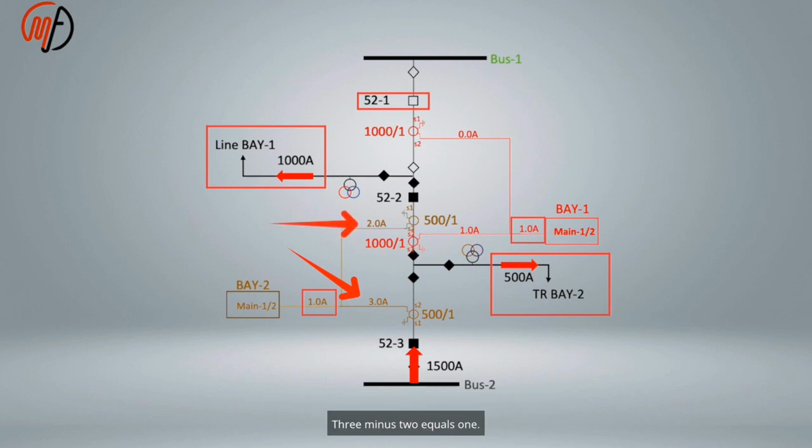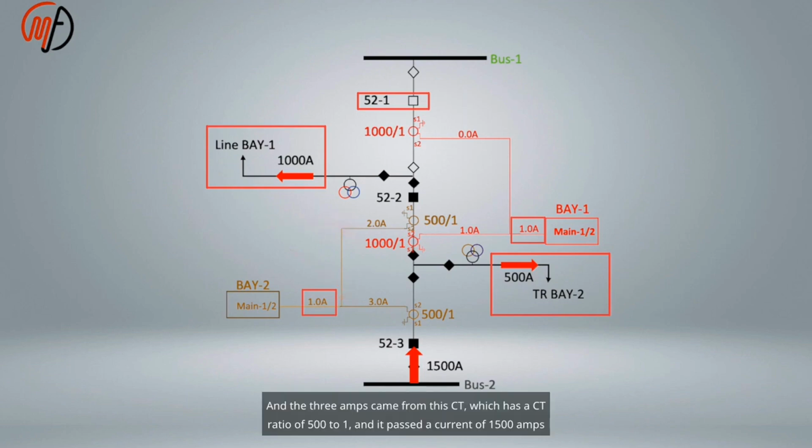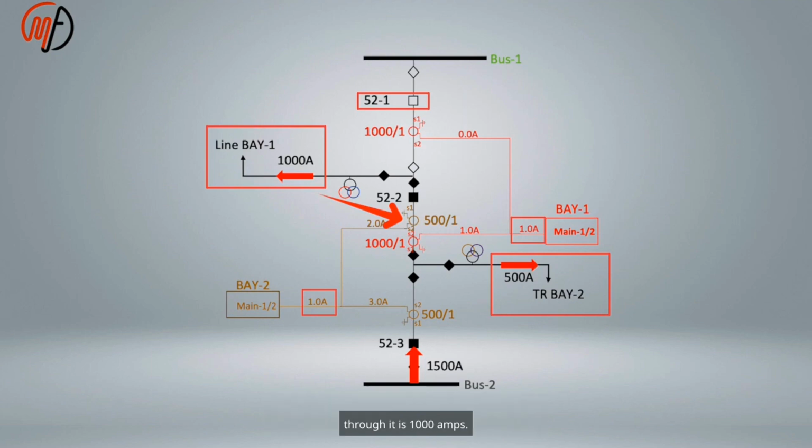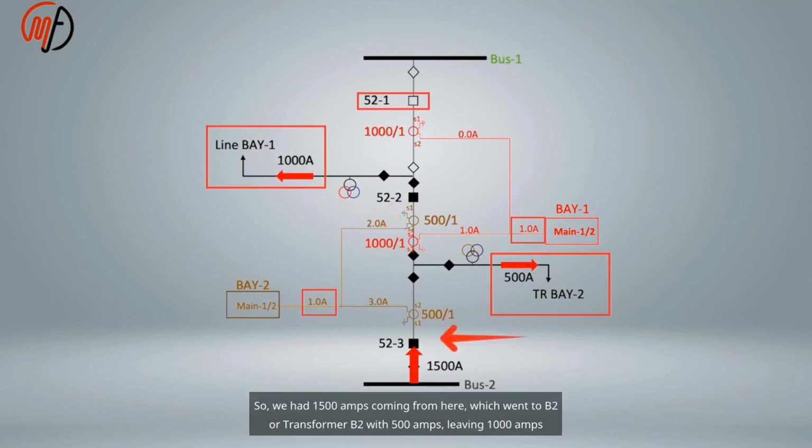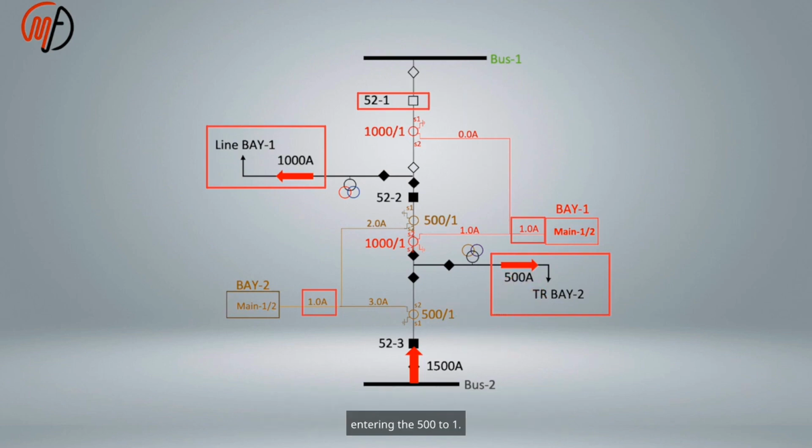3 minus 2 equals 1. The 3 amps came from this CT, which has a CT ratio of 500 to 1, and it passed a current of 1500 amps. As for the 2 amps, they come from this CT, which also has a CT ratio of 500 to 1, and the current passing through it is 1000 amps. So we had 1500 amps coming from here, which went to transformer B2 with 500 amps, leaving 1000 amps entering the 500 to 1.